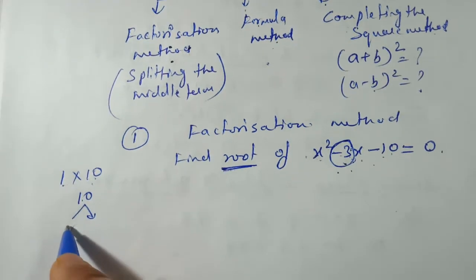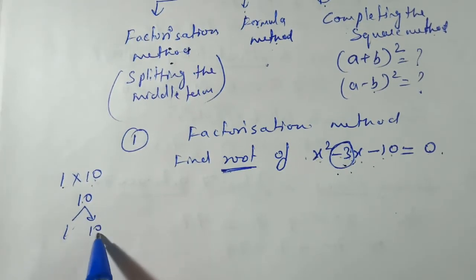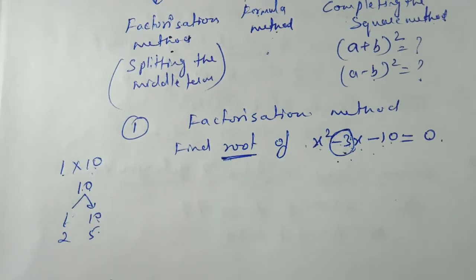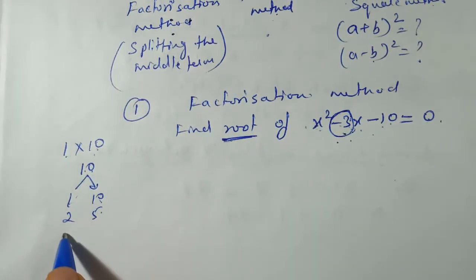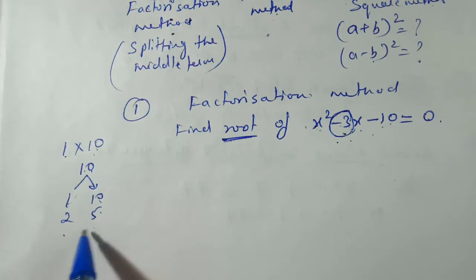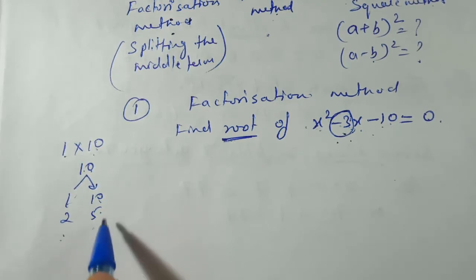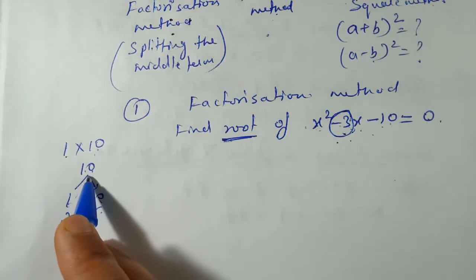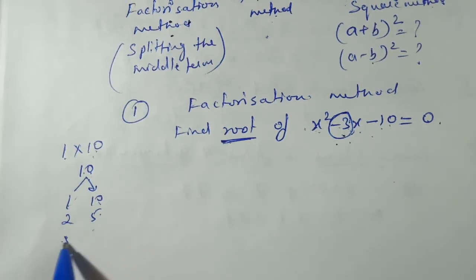So first, 1 into 10: if we multiply 1 by 10 we get 10. 2 into 5 will give 10. In the table of 3 we don't get it, and in the table of 4 also we don't get it. Again it is repeated: 5 into 2 will give 10.